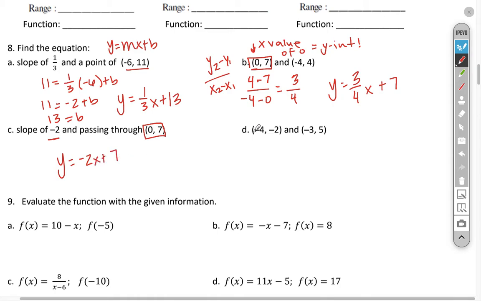All right, for D, once again, we were given 2 sets of ordered pairs. So we're going to do m equals 5 minus negative 2 over negative 3 minus negative 4. When we plug this all in, we're going to get 7. But we don't have a y-intercept here, so we need to solve for that. So we're going to pick an ordered pair. In my case, I chose negative 3 and 5. You could pick either one. And we're going to plug it back into this formula. So we're going to have 5 equals 7 times negative 3 plus b.